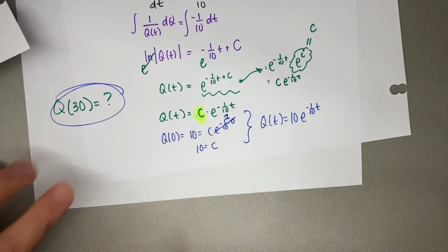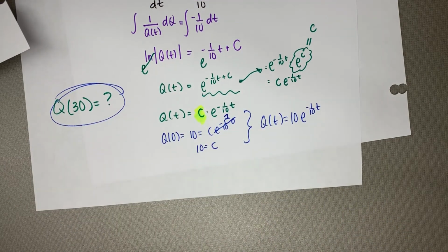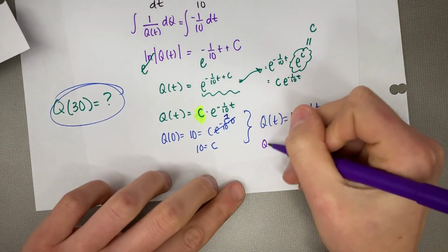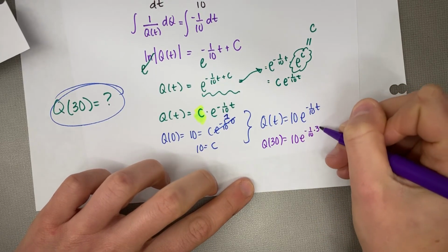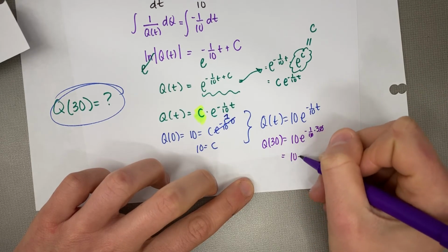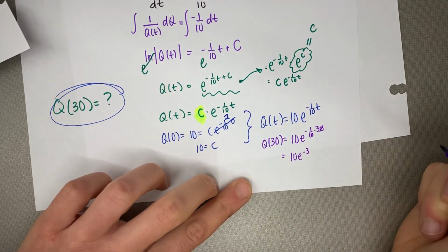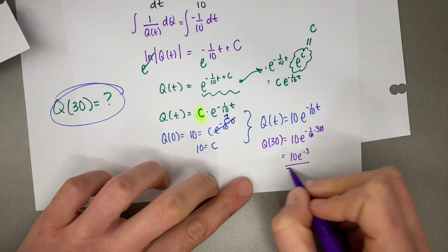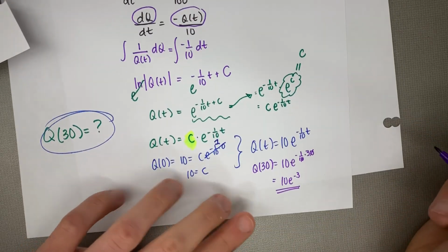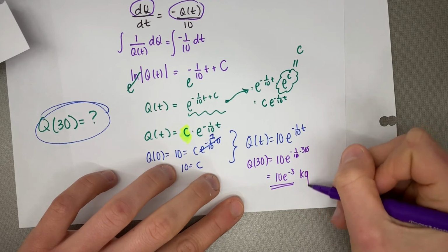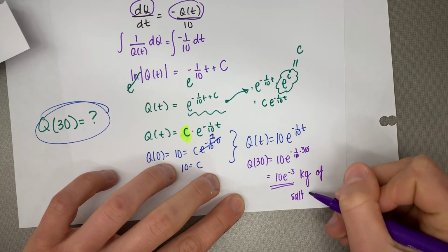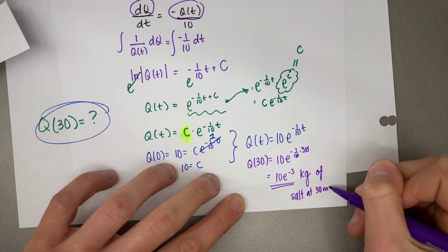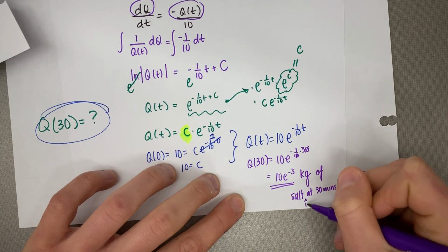Now we can go back to find out how much salt there will be 30 minutes in. Q of 30 equals 10 e to the negative 1/10 times 30, which is 10 e to the negative 3. So, since we are in context, how much salt will there be? There will be 10 e to the negative 3 kilograms of salt at 30 minutes in the tank.